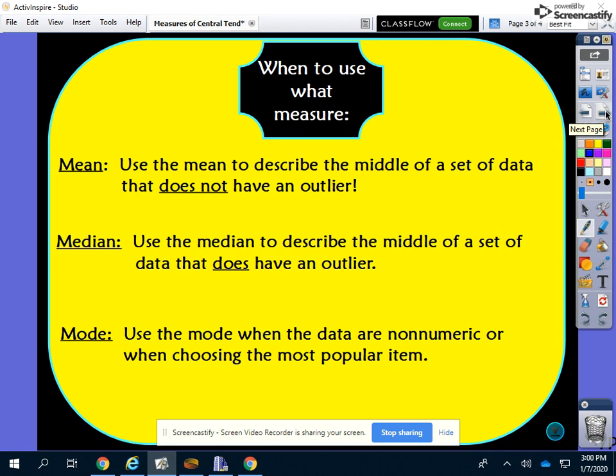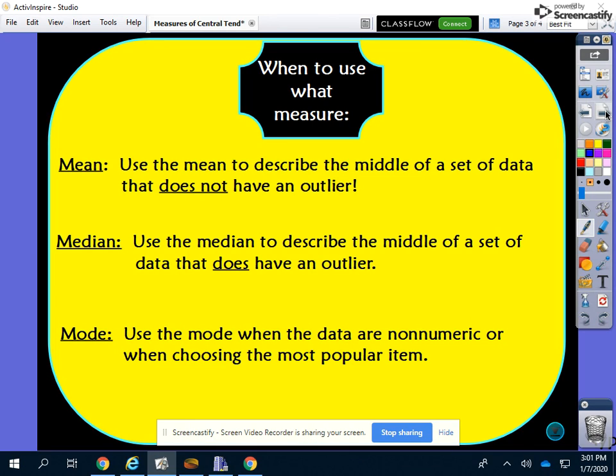If you are asked to determine whether you should use the mean, median, or mode to describe your data, follow these suggestions. Use the mean when you have a data set that does not have an outlier. The median is suggested when you have a data set that does have an outlier. And the mode is applicable when you have data that's non-numeric, such as favorite ice cream flavor. Different flavors of ice cream are non-numeric. So the mode is what you would use to describe the data because the mode is the ice cream flavor that the most people picked, also known as the most popular item.